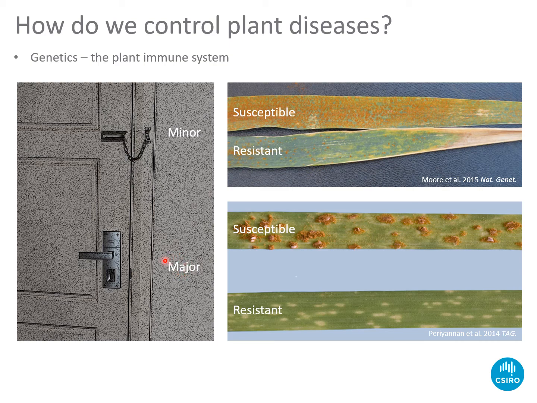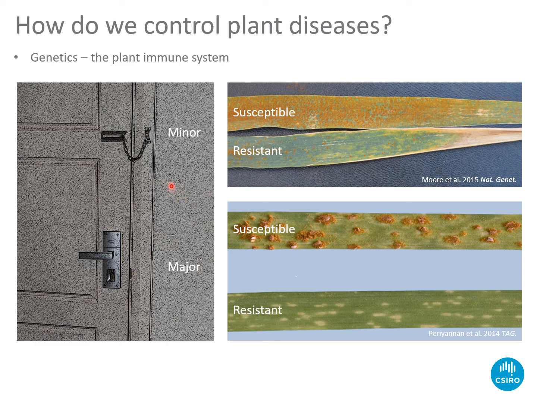Major resistance genes that are more like a deadlock on the door that stop it from being opened, they can confer much stronger resistance, and in this example, the resistant plant shows no fungal development at all and is completely immune. So we're interested in both of these types of resistance genes, and they can actually be used together.